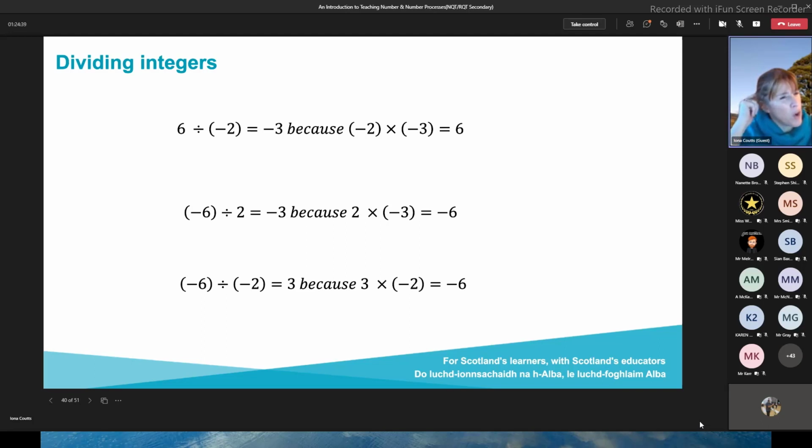Now, one of the things we talk about in our PLR is little families of calculations. So for example, I know 2 times 7 is 14. So I also know that 14 divided by 2 is 7. I also know that 14 divided by 7 is 2. I also know that a half of 14 is 7, and a seventh of 14 is 2. So we've got these families of calculations that go together.